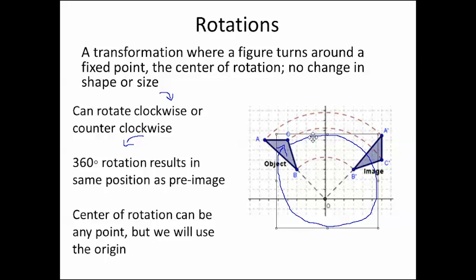When we're talking about our centers of rotation, we actually can rotate around any possible point. So even though in this course we're always going to be rotating about the origin, that 0, 0 point, it is possible to rotate around other points. We're just not going to do that in this course, but just so you know, it can be done.